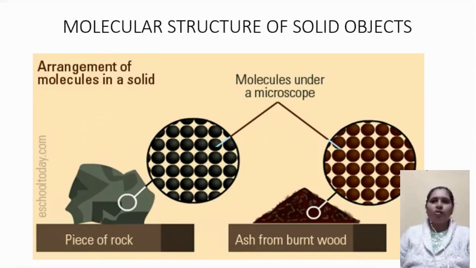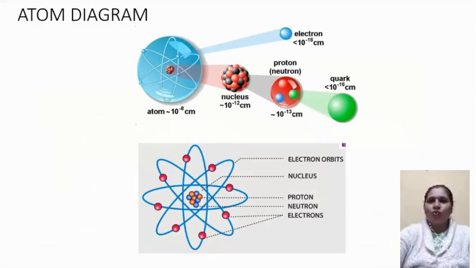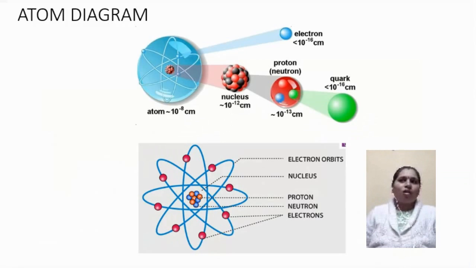small molecules. These molecules are again divided into a center part called the nucleus, which is divided into protons, neutrons and electrons. So here in this picture you can see that the atom size is 10 power minus 8 centimeter, and the size of the nucleus is 10 power minus 12, and the size of the proton, neutron and electrons are approximately 10 power minus 13, right?